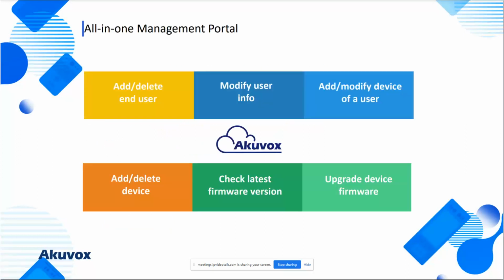So this is what I mentioned just now, the all-in-one management portal. Firstly, you can add or delete end users. Secondly, you can modify users, and add and modify devices of our users. Basically you add, delete, and edit users or devices in one place. And you are able to check for the latest firmware and upgrade the firmware through the cloud system. We are going to let the end users or communities upgrade based on IP.